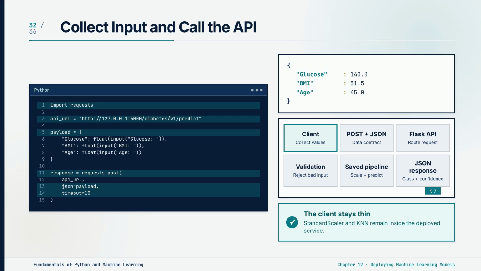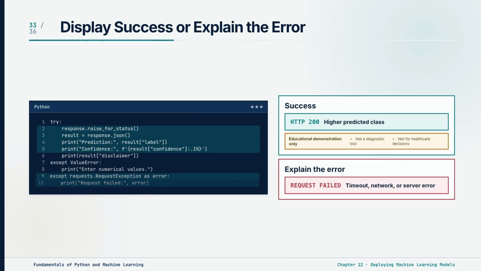The client knows nothing about StandardScaler or KNN. Those details remain inside the deployed pipeline. Call raise_for_status, so unsuccessful HTTP responses are treated as errors. For a successful response, parse the JSON and display the label and formatted confidence value.